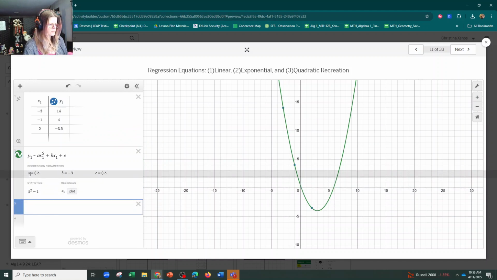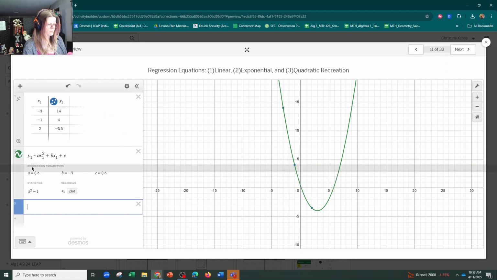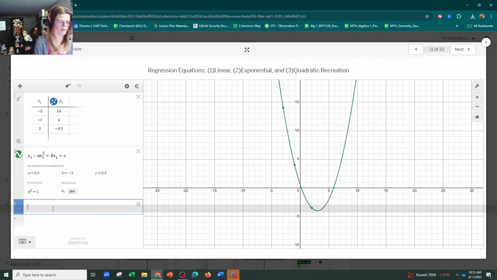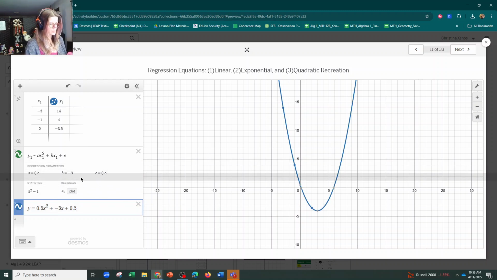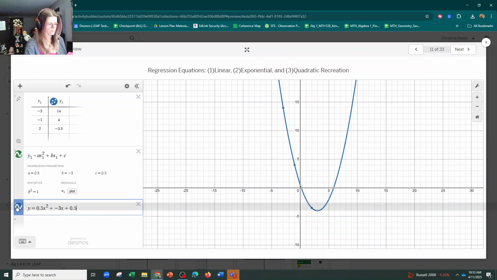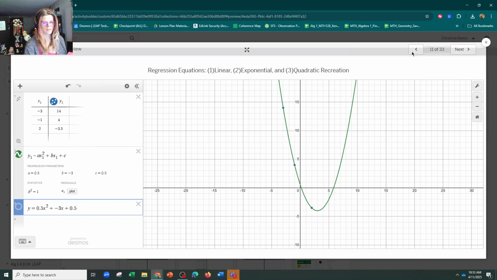And now you can see a parabola that goes through those points perfectly. And we can steal the a, b, and c from our regression parameters to write our equation. Y equals 0.5x squared plus -3x plus 0.5. So I'm just stealing the a, b, and c from those parameters and putting it in my standard form. And now I can see my perfect equation overlaps with my regression data.